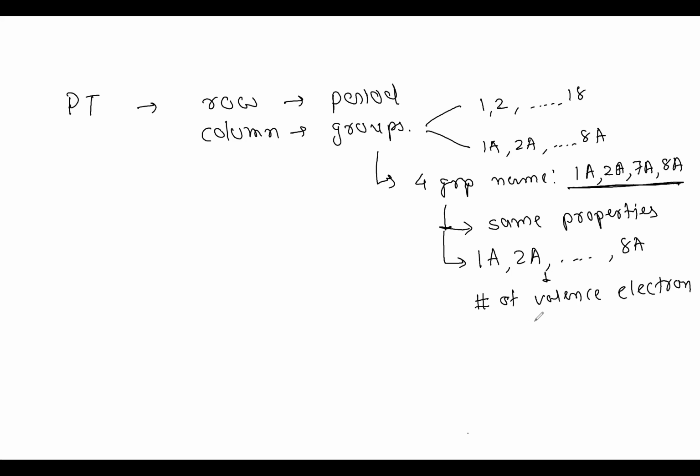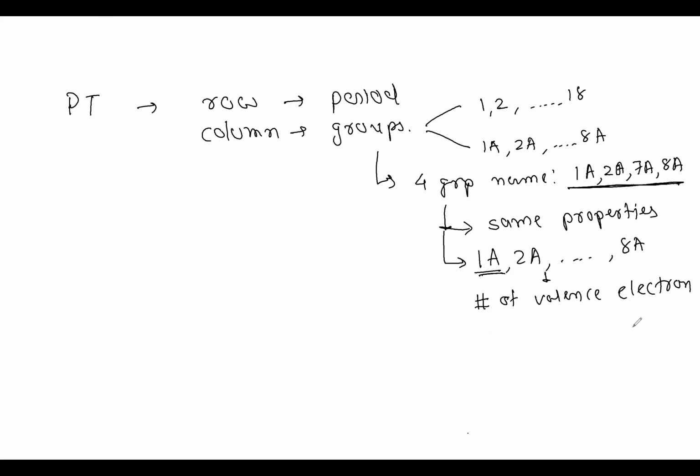We are not going to use it at the moment. We are going to use it maybe in the last section, if we get to that point, but at least you can remember that from this label, 1A, 2A up to 8A, we can find out how many valence electrons there are.